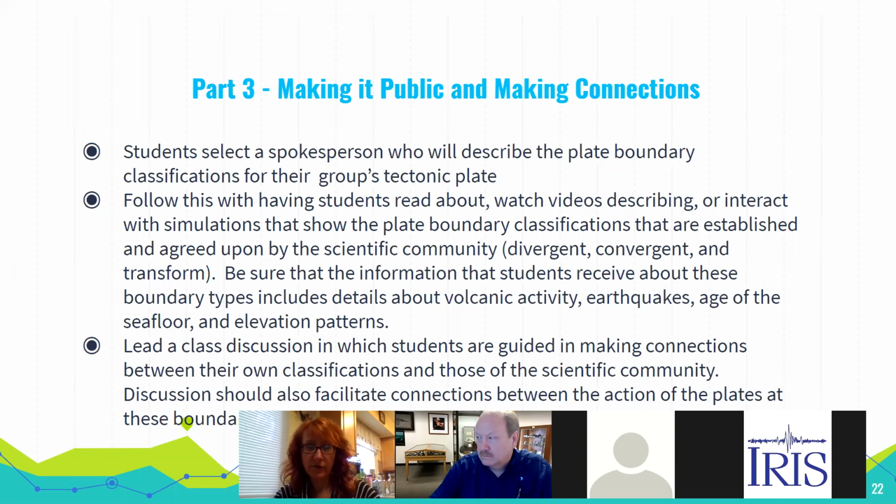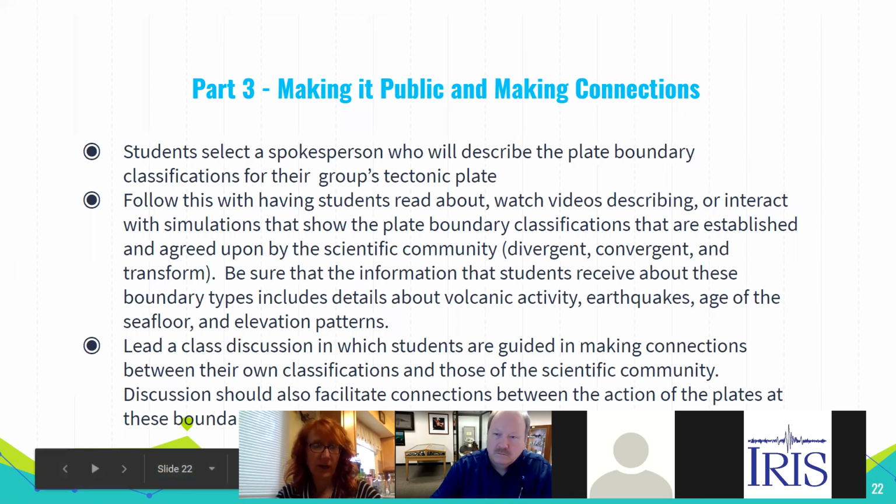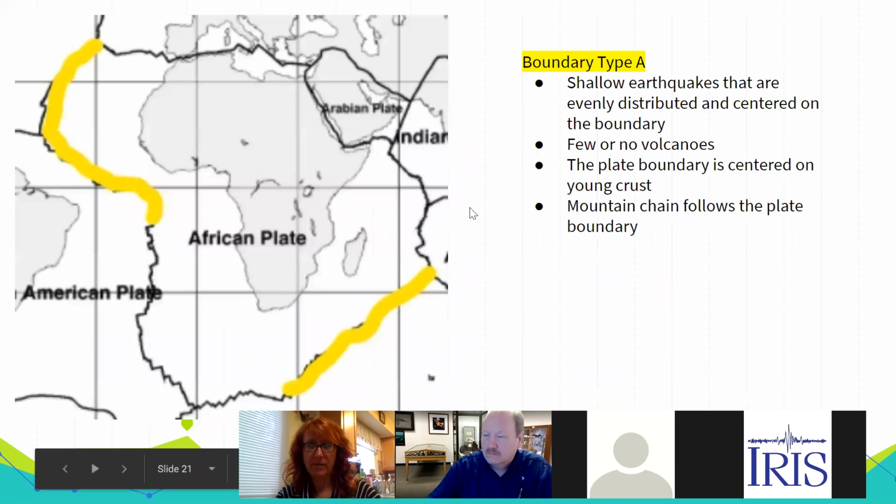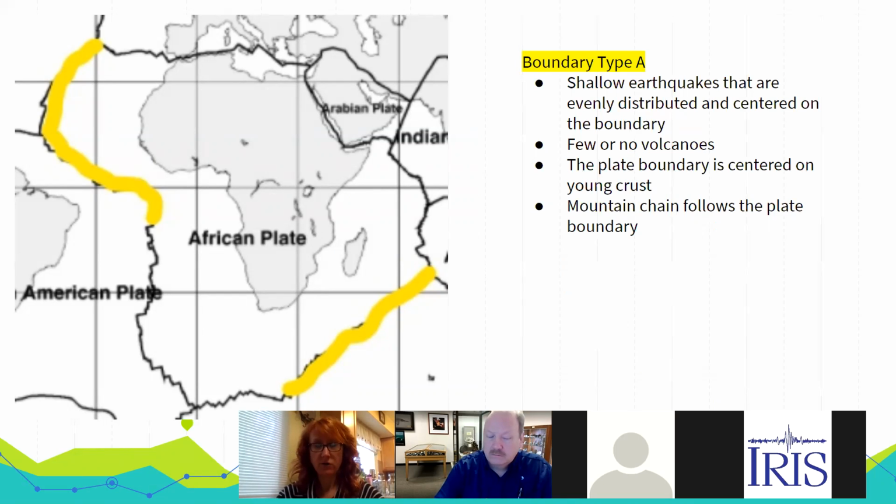So different teams might have identified similar patterns around their boundaries and classified them. And so we can start to see that this category that the African plate team has called type A, with shallow earthquakes and few volcanoes and young crust and some mountain chains, also shows up around another plate boundary. So we can start making cross connections between different plate boundaries, and we've started to identify some commonalities worldwide in types of boundary descriptors.